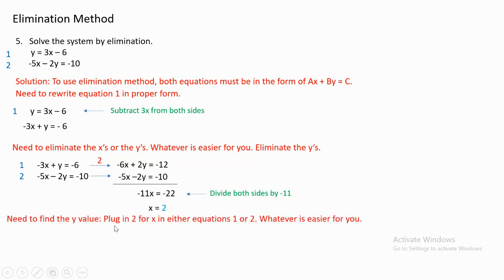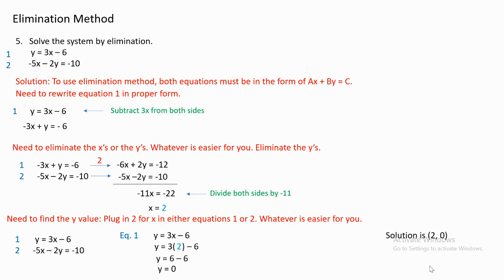Now, we need to find the value for y. We can plug in 2 for x in either equation 1 or 2. What is easier for you? And again, in my opinion, it's easier to go to number 1 because the y is already isolated. So I'm going to plug in 2 for the x. So I get y equals 0. So this will be the point (2, 0). So now I already showed you 3 different ways: by graphing, by substitution, and by the elimination method, and we solved the same system.